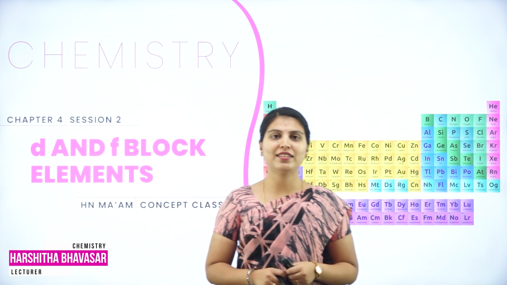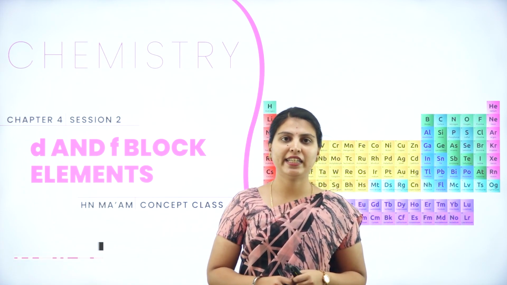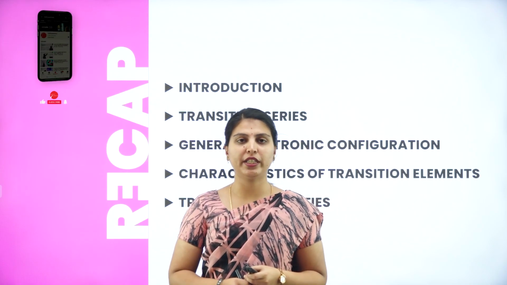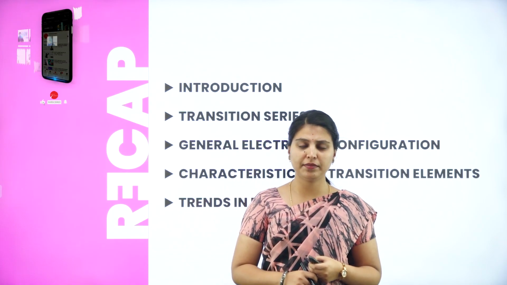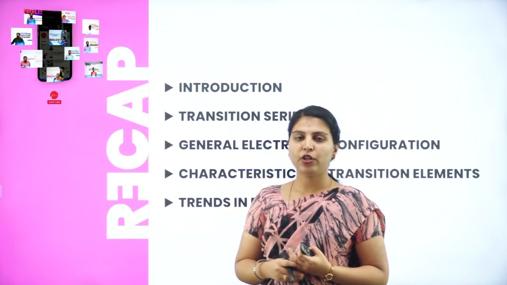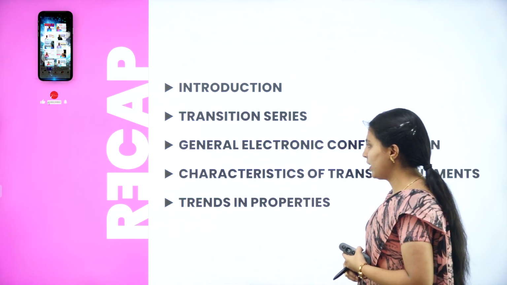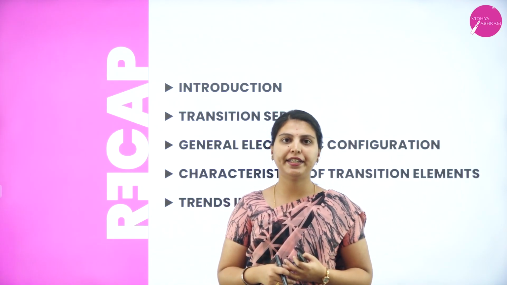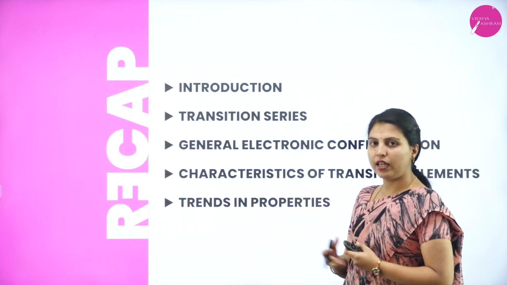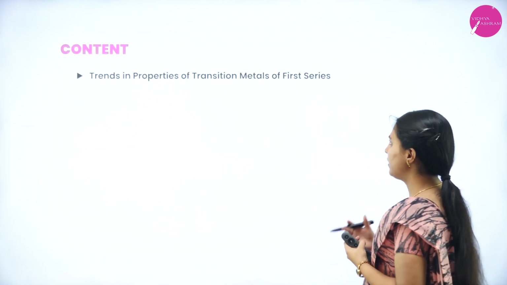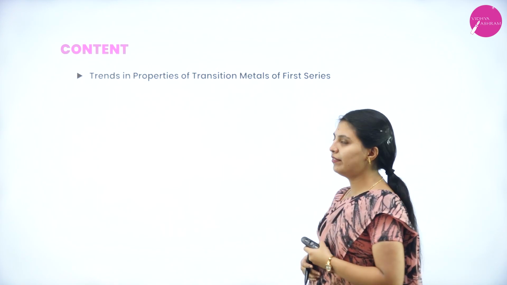Now, I am going to start session 2 from the chapter d and f block elements. In the previous session, we discussed the introduction of d and f block elements, general characteristics of transition elements, general electronic configuration of transition elements and trends in properties: atomic radii, ionic radii, density, and some other characteristics also. So now we will continue with trends in properties of transition metals of the first series.